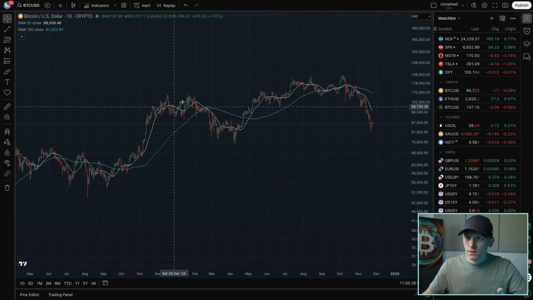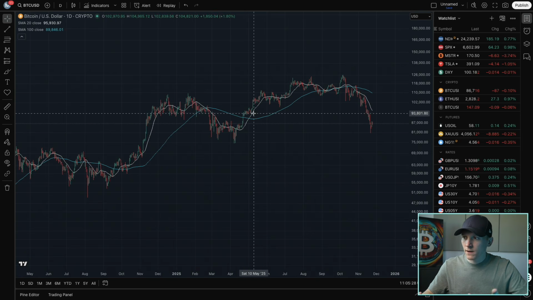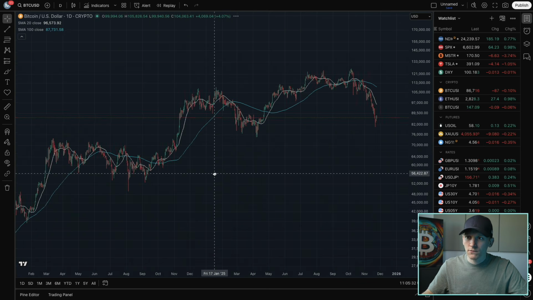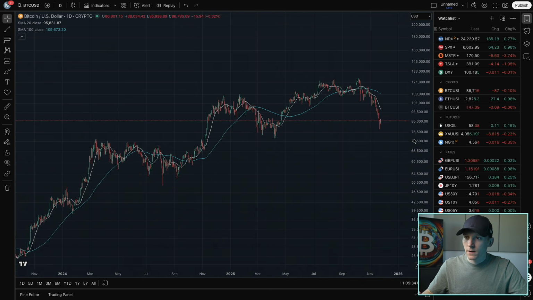I mean, the 20 period is crossing through to the downside, then to the upside, then to the downside, and the price is moving everywhere. It's not giving me much information. So what I can do is actually go to the longer moving average, so the 100 period.